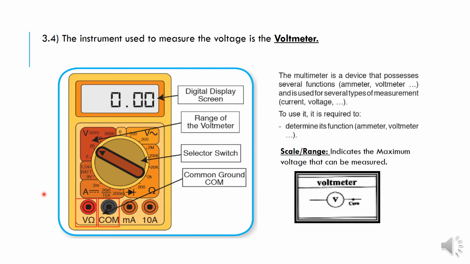The instrument used to measure the voltage is the voltmeter. Here I have a multimeter. The multimeter is a device that possesses several functions. We can choose it as an ammeter or as a voltmeter, and it is used for several types of measurements. The ammeter measures the current while the voltmeter measures the voltage.